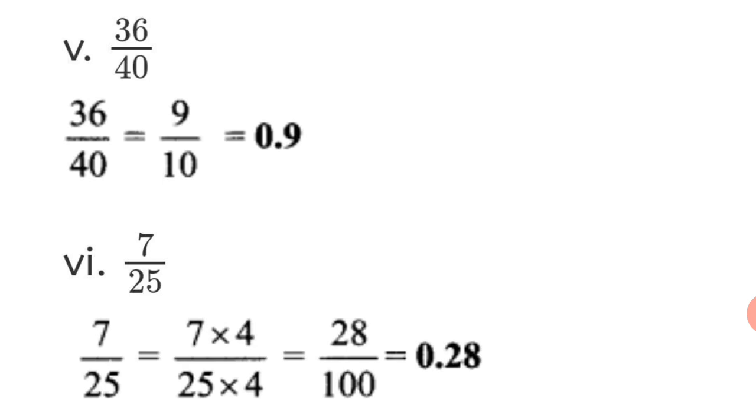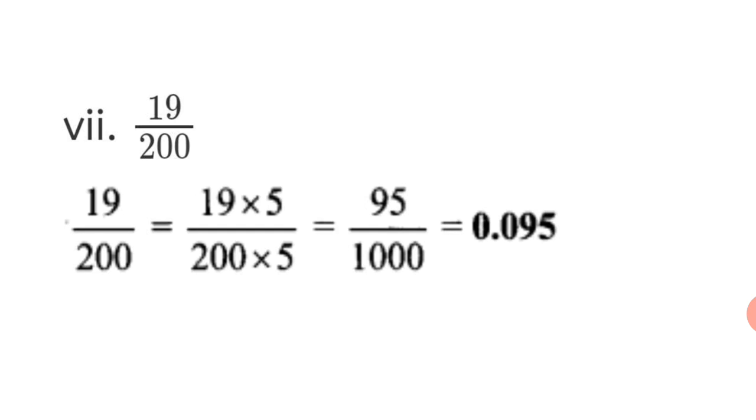7 upon 25 is your sixth question. Now 25, we know, multiplied by 4 gives 100. Just as 4 multiplied by 25 gives 100, 25 multiplied by 4 gives 100. So 7 upon 25 multiplied by 4 is equal to 28 upon 100, which is equal to 0.28. Place the decimal point before two digits from the right and write 0 in the integers place.